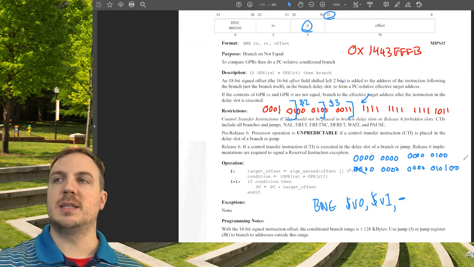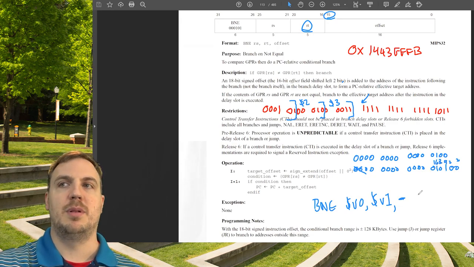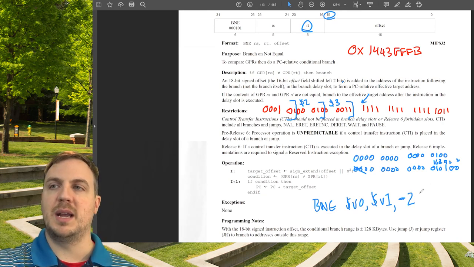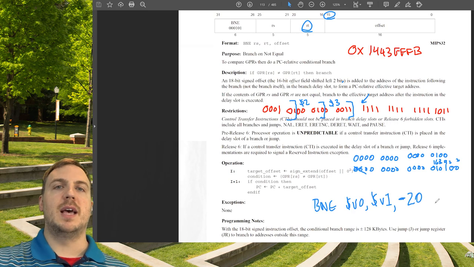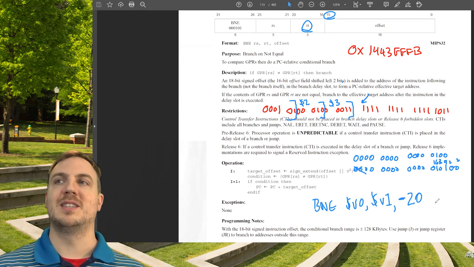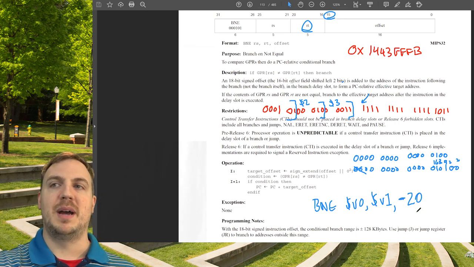Okay, so in this case we have our 1's place, our 2's place, our 4's place, 8's and 16's place. So in this case we have 16 plus 4, there we go, which is minus 20, okay? So in that case, that is a multiple of 4. If it's not a multiple of 4, you know you did something wrong. So that's how you figure that one out, okay? So it's 16 plus 4 gives us minus 20.